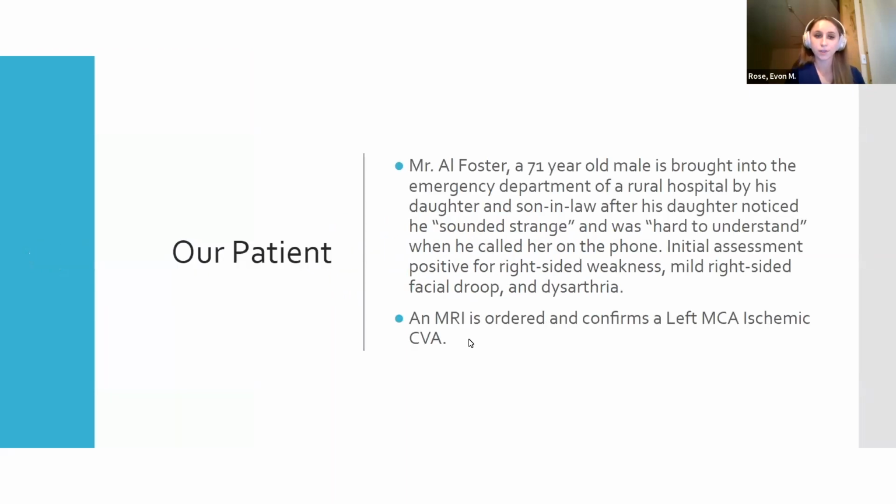To get started with our patient example, take Mr. Al Foster. He's a 71-year-old male, and he's brought to the emergency department in his rural hospital after his daughter and son-in-law noticed some changes. He sounded strange, he's hard to understand, and they're worried that he might be having a stroke. He comes in and receives care, and upon presentation in the ER, it's found that he has a left MCA ischemic stroke.